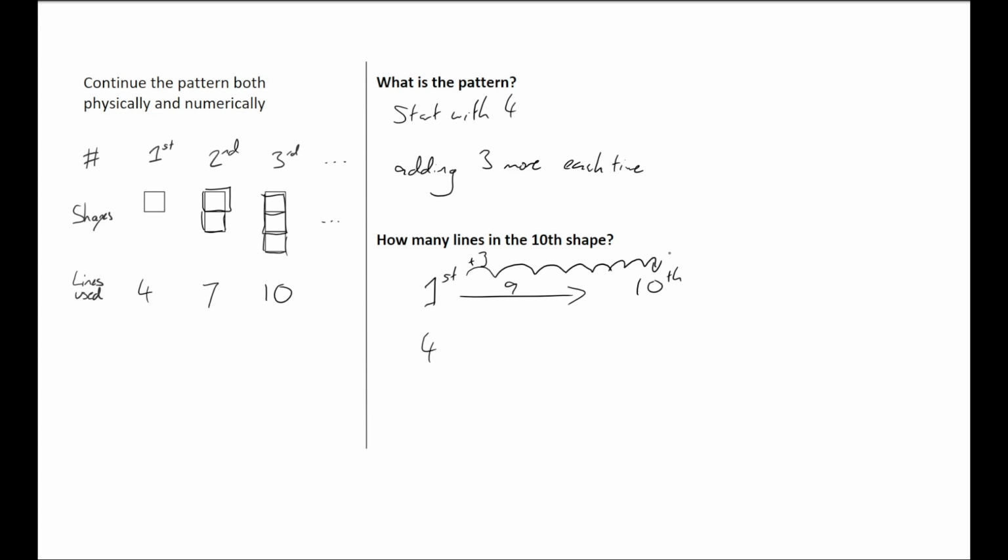Now, if each jump requires us to add 3, we're going to be adding 3 9 times. So 4 plus 3 times 9 is 4 plus 27, which is going to be 31. Which means, without having to draw the shapes, we can know that there's going to be 31 lines needed to draw the 10th shape in the series, or to draw 10 squares that are connected to each other.